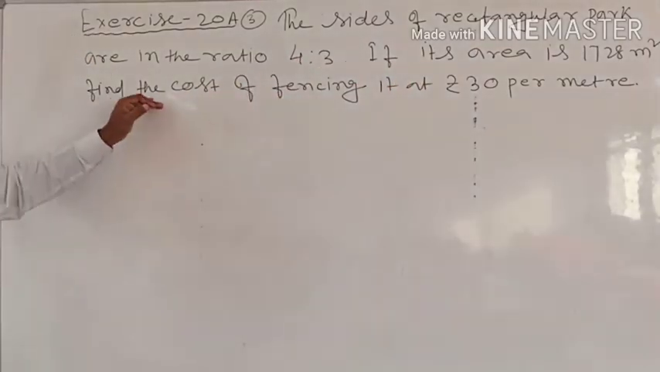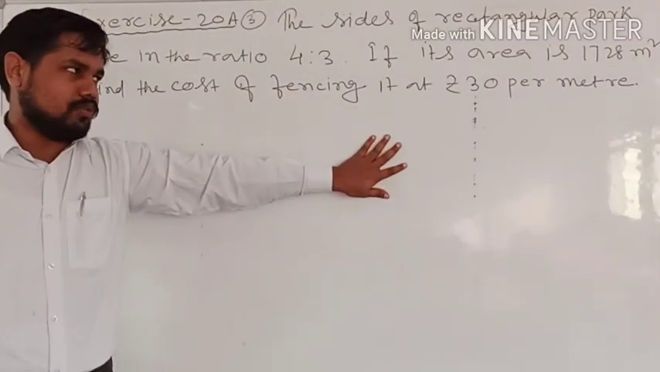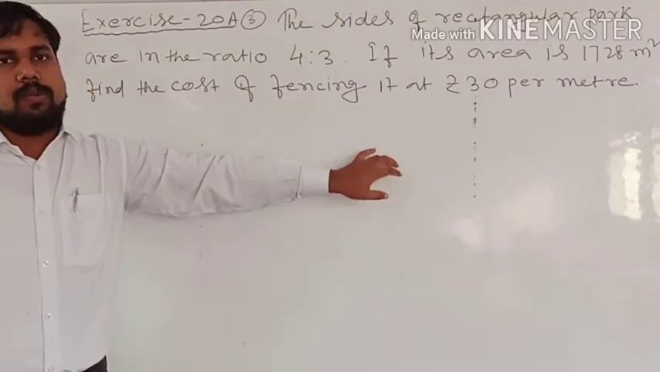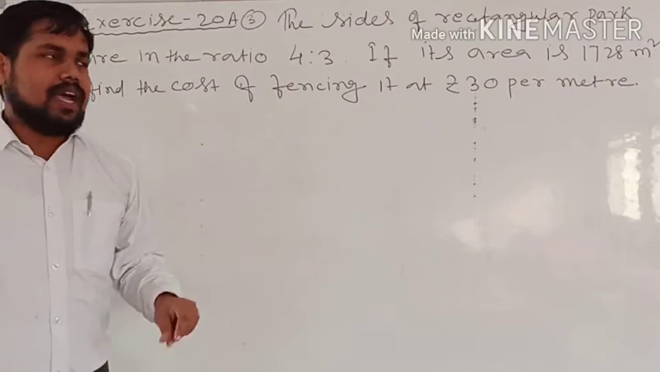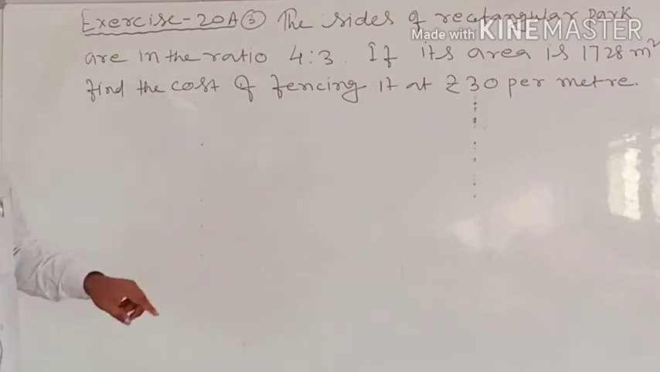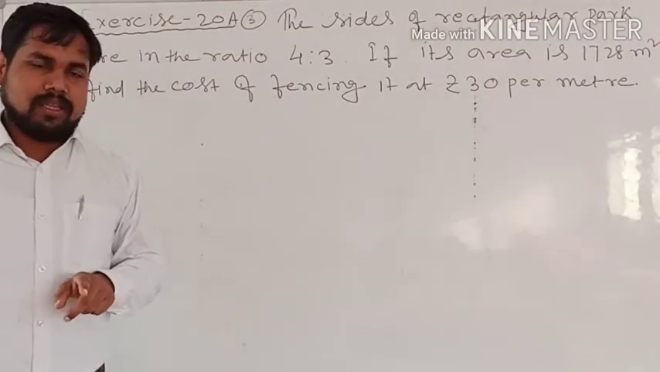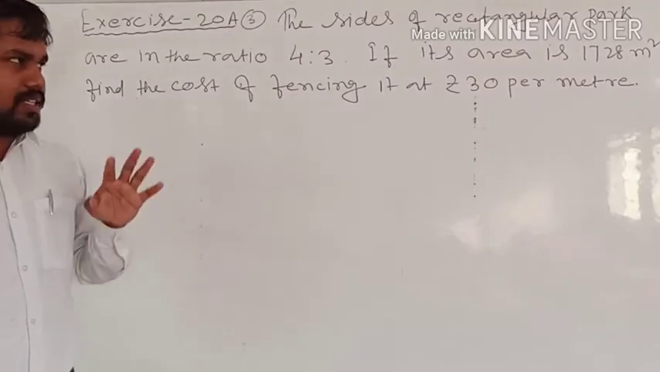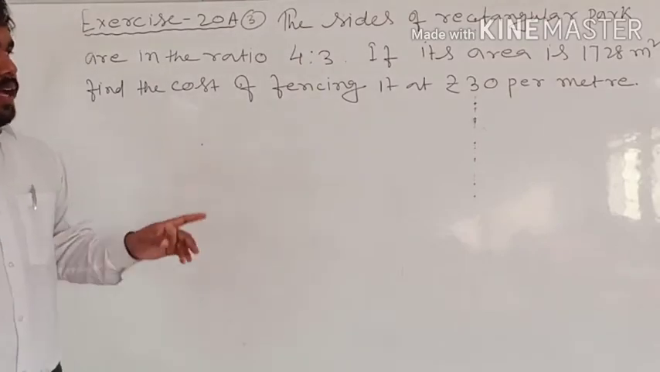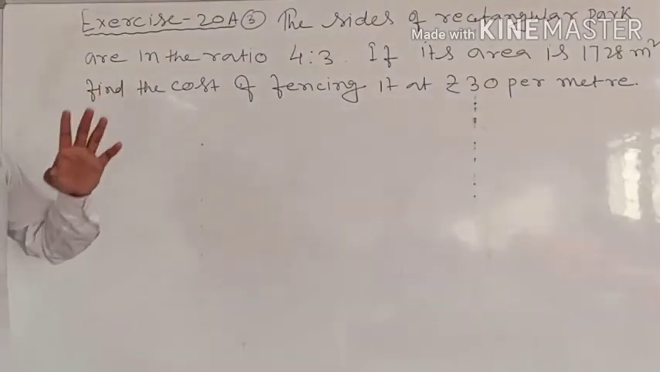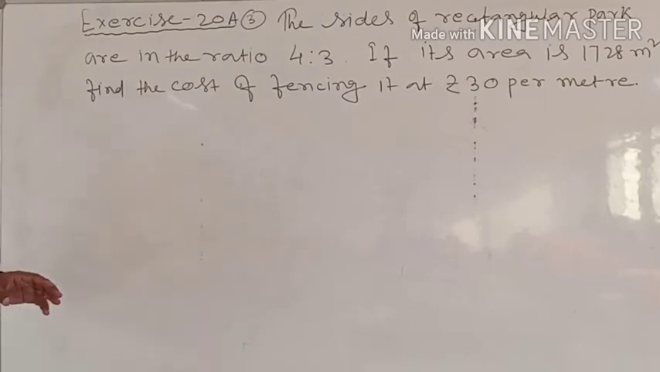Area is given, so find the cost of fencing it at the rate of 30 rupees per meter. So you have to find the rate. That means first you have to find length, then you have to find breadth, then you have to find area. Area is given, so no need to worry about it, and then you have to find the cost of that particular area. Okay, so let us find out the length and breadth first.